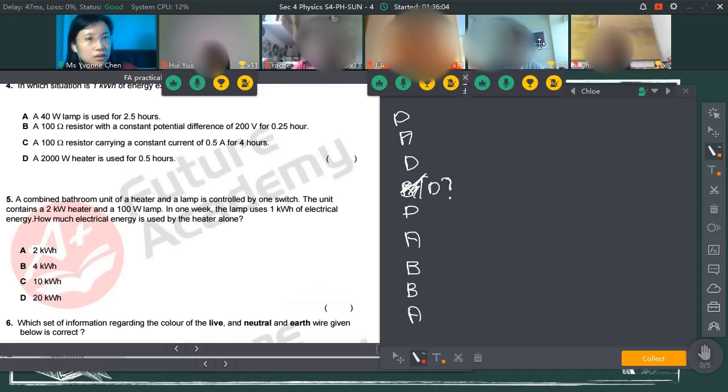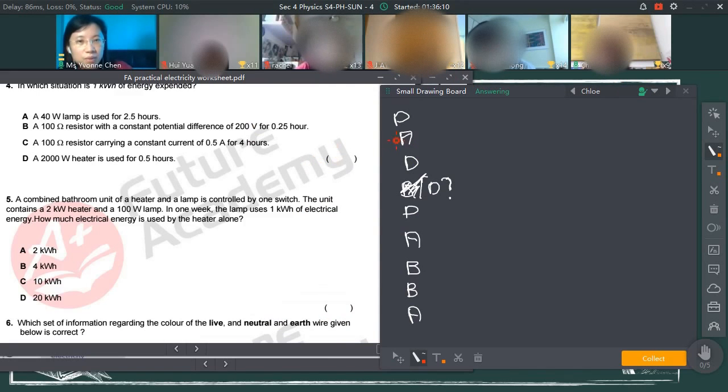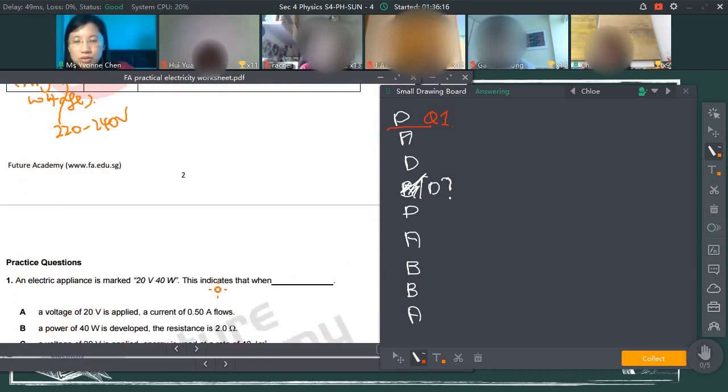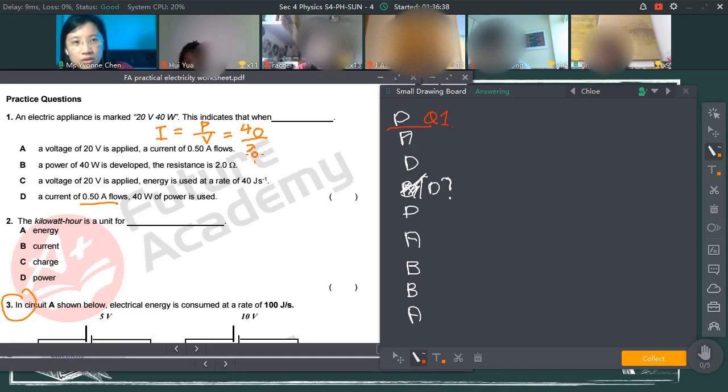Chloe, your first question is, oops, this is question 1, is it? Oh, okay. Let me go through with you. Question 1, your answer is D. But how do you know the current is 0.50 ampere? If we want to find the current, we can use the formula power divided by voltage, right? What is the power here? 40. Good. Voltage? 20. Yes, the current is 2.0 ampere, right? So D is not correct.